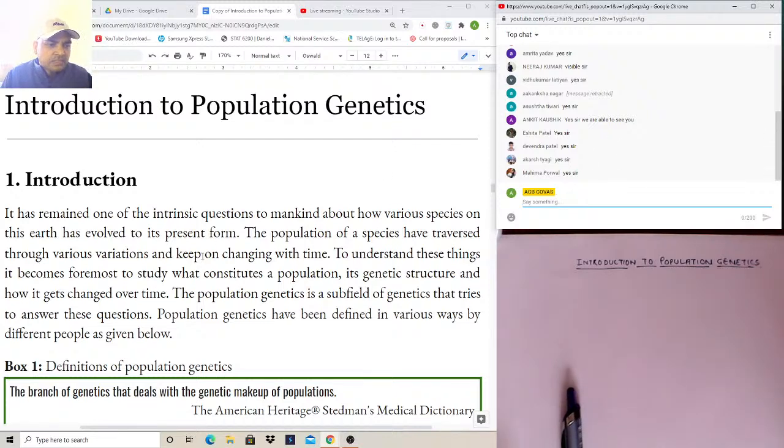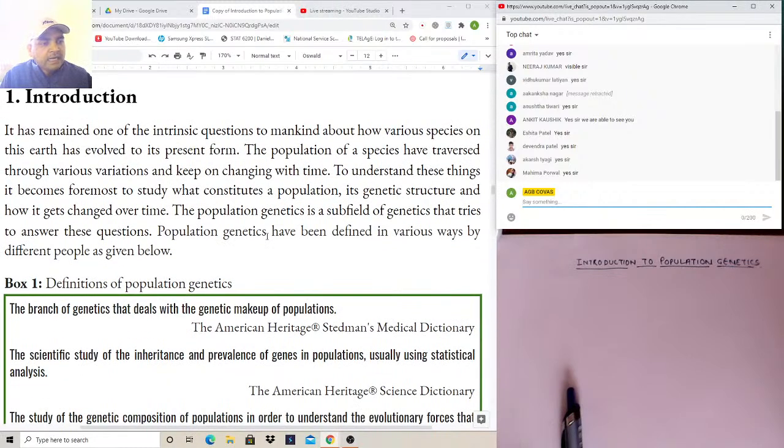This introduction says that it has remained one of the intrinsic questions to mankind how various species on this earth have evolved to their present form. We are surrounded by many species: humans, then other species, canines, felines, and so on. So how have all these life forms evolved? This is one of the basic intrinsic questions that remain with mankind.